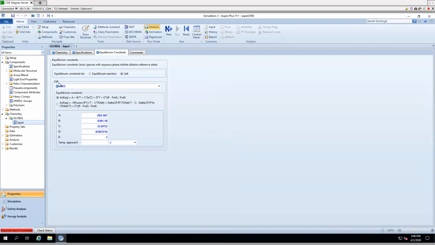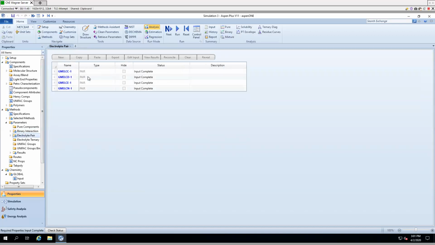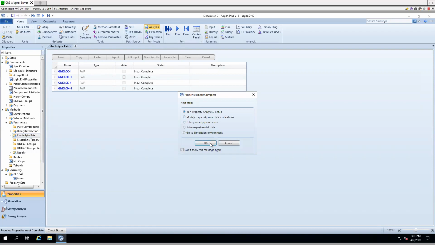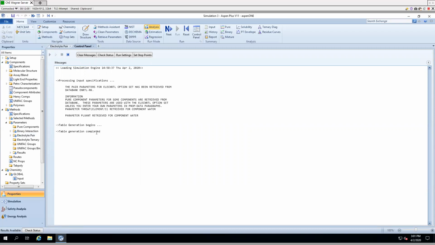Okay. So we only have one more thing to do here. We have to go under methods, parameters, and we just have to click these two. Electrolyte wizard pulled all this for us. So we just need to check them by just clicking on them. We hit next. Run property analysis setup. It's getting all our information from databanks, and we're done. So now we're ready to start with the actual simulation setup.